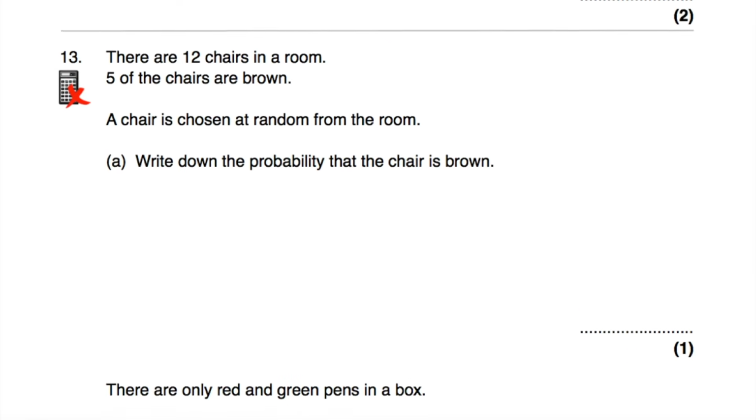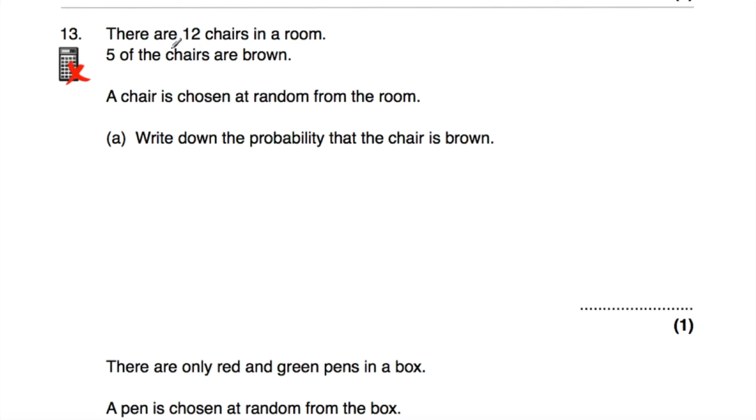Okay, let's look at our next question, question number 13. Question number 13 says, there's 12 chairs in a room, and 5 of the chairs are brown. And the question says, a chair is chosen at random from the room. Part A says, what's the probability that the chair is brown? Well, 5 out of the 12 chairs are brown, so the probability of picking a brown chair would be 5 out of the 12, so 5/12.